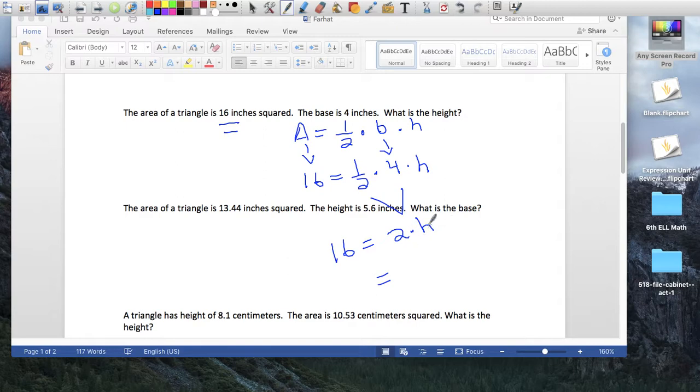So to find the value of H, to find what number multiplied by 2 gives you 16, you're going to do 16 divided by 2. And if you divide by 2, you're going to get that your H equals 8. Is it true? Well, check.